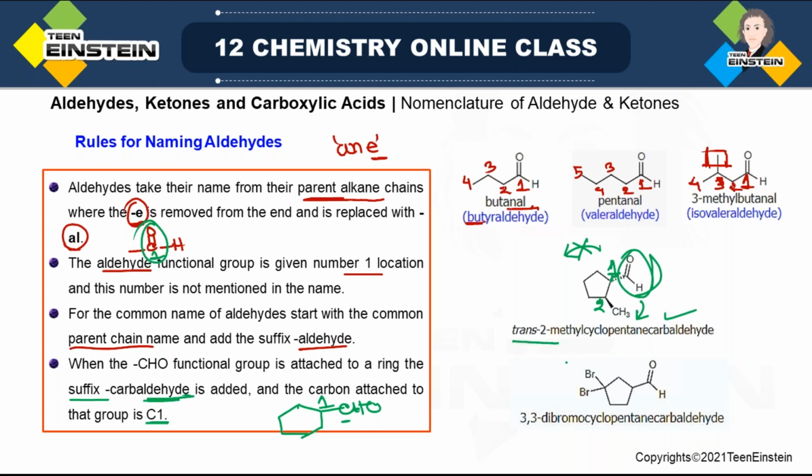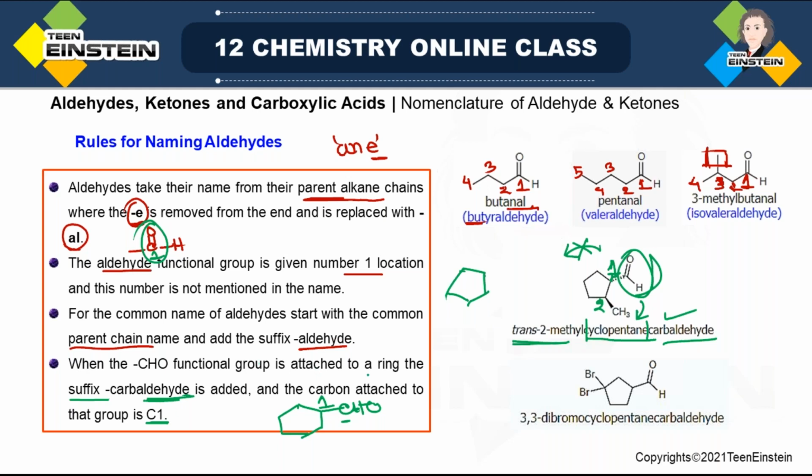Then you have to write the ring, that is, how many carbons are there in the ring. It is 5 carbons. So you simply write cyclopentane. Just forget about everything else. If it is a simple 5-membered ring, what do you write? You write cyclopentane. But before that, if there is any substituent, in our case it is 2-methyl, and after the term cyclopentane, you have to end it with the suffix carbaldehyde. Fine.